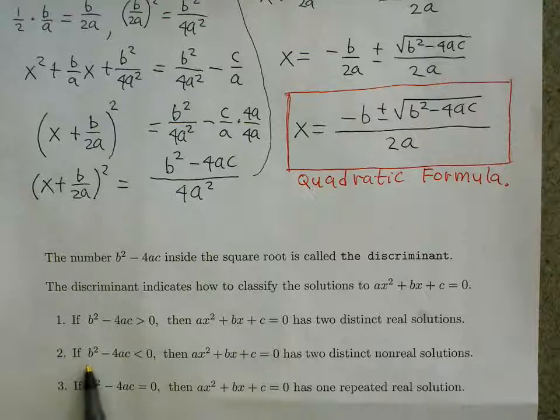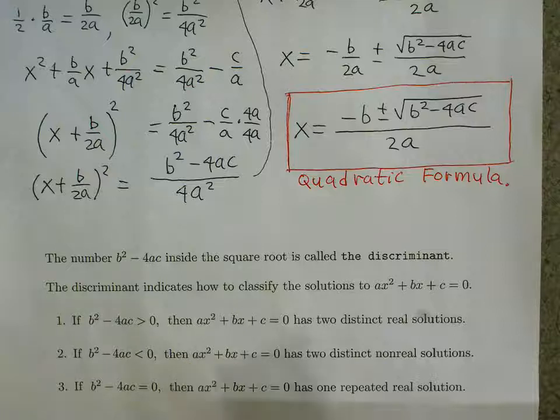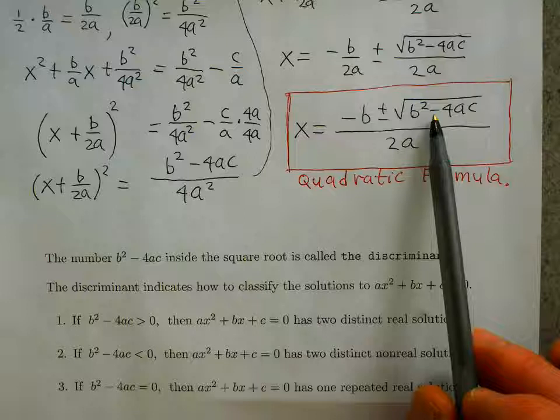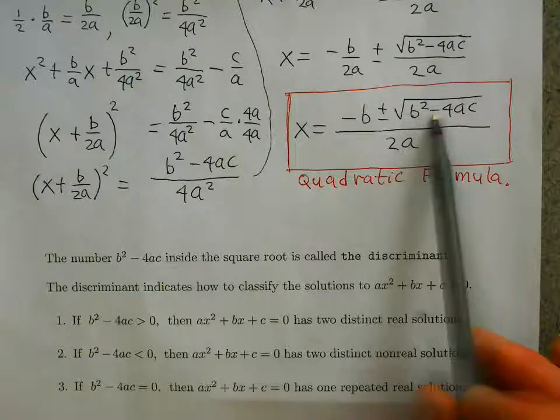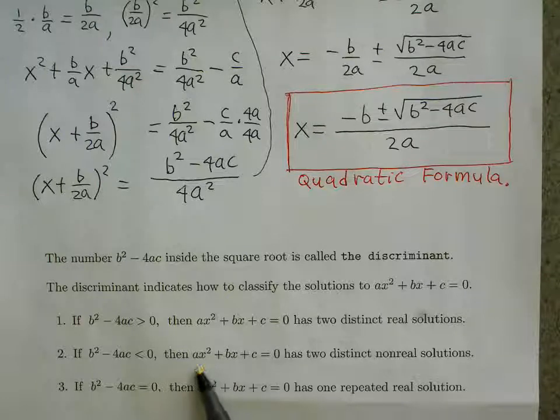Okay, but it's possible for the discriminant b to the second minus 4ac to be negative, which means that it's less than 0. And if the discriminant is negative, we know that the square root of a negative number is a non-real complex number. And so if the discriminant is negative, the quadratic equation ax squared plus bx plus c equals 0 has two different or two distinct non-real solutions.